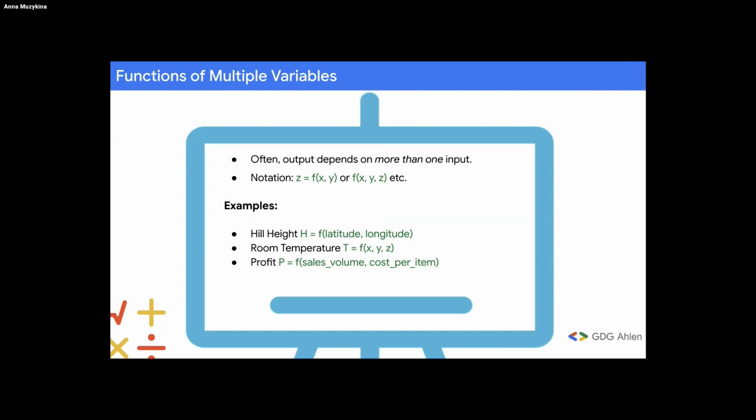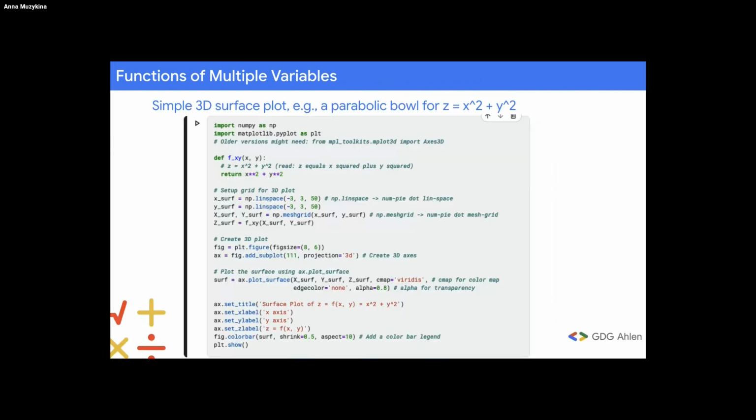In the real world, and often in artificial intelligence, a result usually depends on multiple factors or inputs. We write this as z equals f of x, y, or with even more variables. Think about the height of a hill. It depends on your latitude and longitude, two inputs. The temperature in this room depends on your x, y, and z coordinates, three inputs. A company's profit depends on how many items they sell and the cost to make each item, at least two inputs.